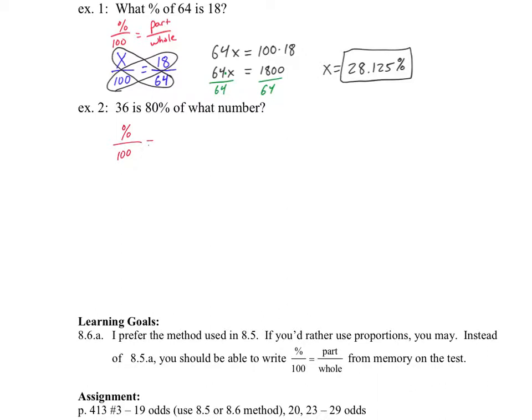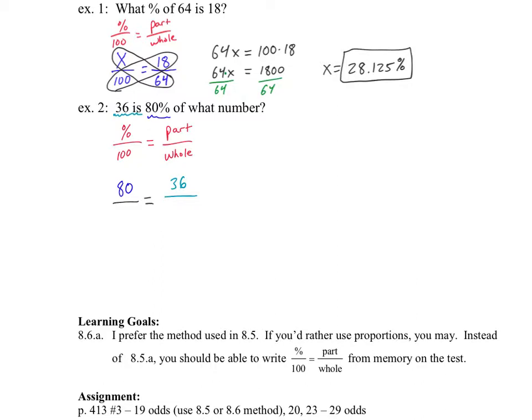Start out with percent over 100 equals the part divided by the whole. Now where do we put these things? So I have 36 is. 36 is paired with the word is. That's going to be our part. 36 is 80%. Well, the 80% then could go over here in our percent spot, so we just put in an 80. And I can fill in my fraction and my equals.